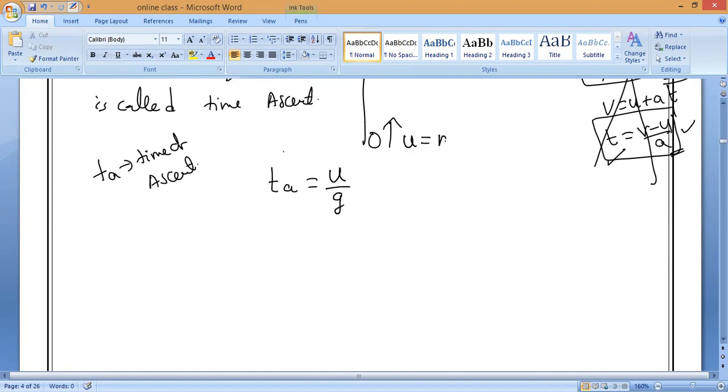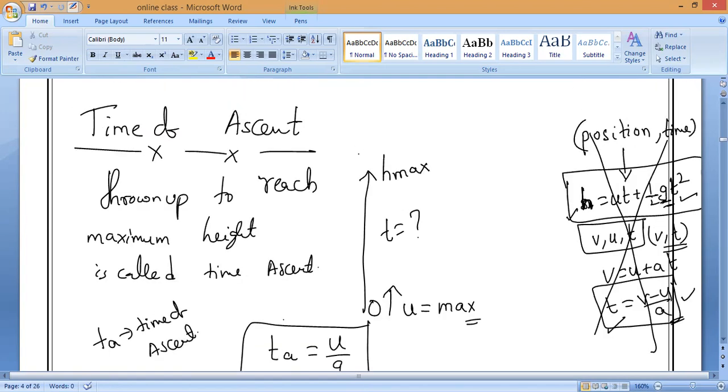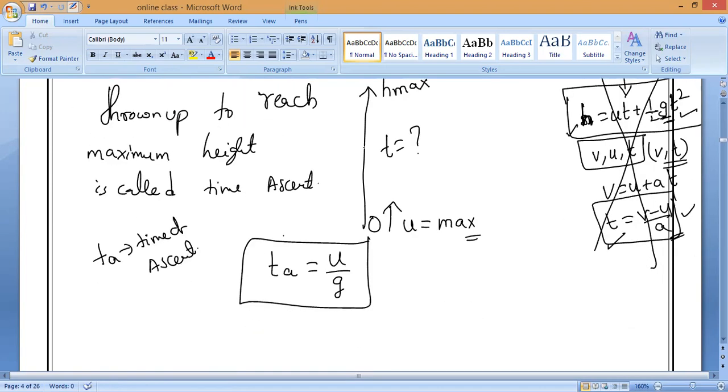Is the U value maximum or not? Vertically thrown upwards, so U by G is the formula. That's all. Now, the G value you are not supposed to take as negative here. I am saying only G because it is not negative. Is it okay, everybody? Yes, please respond.